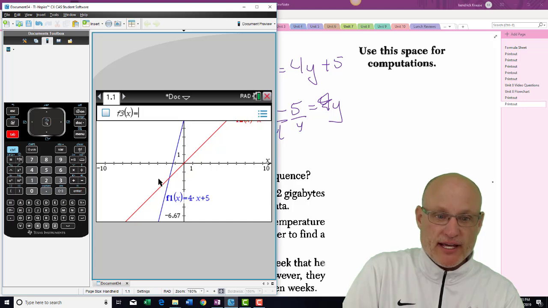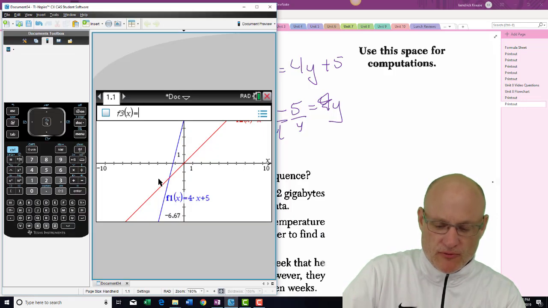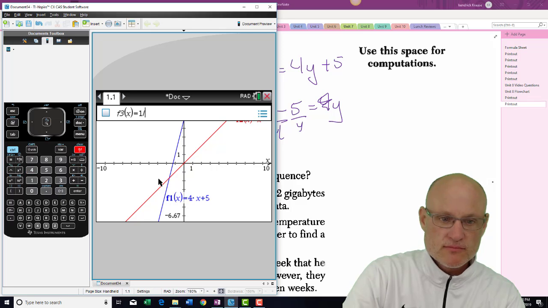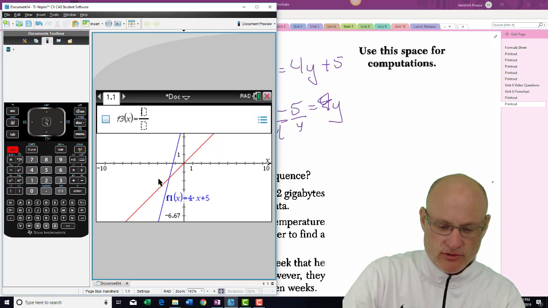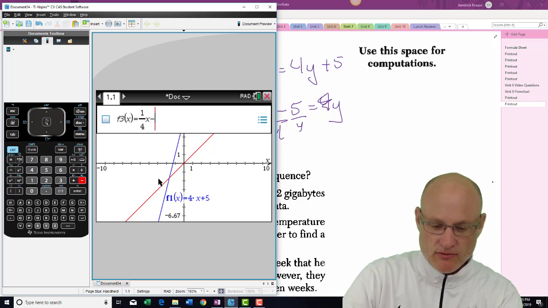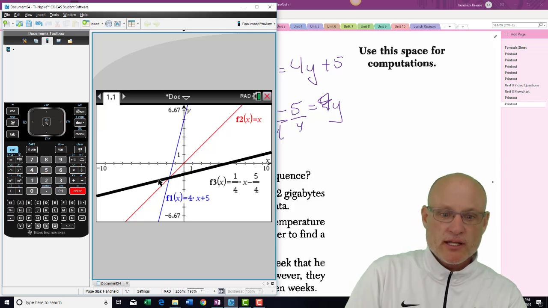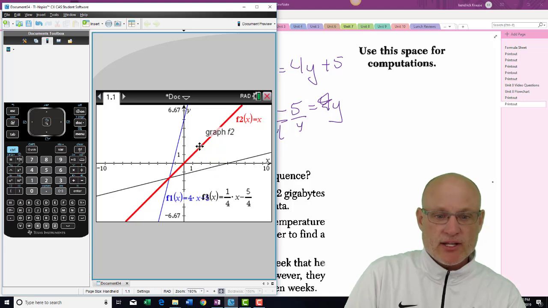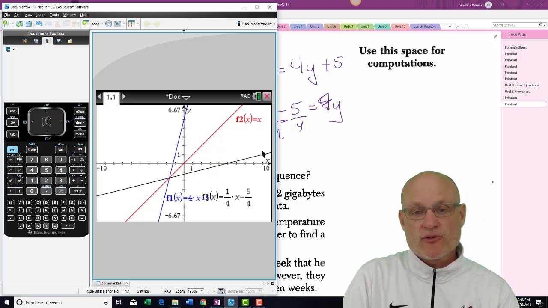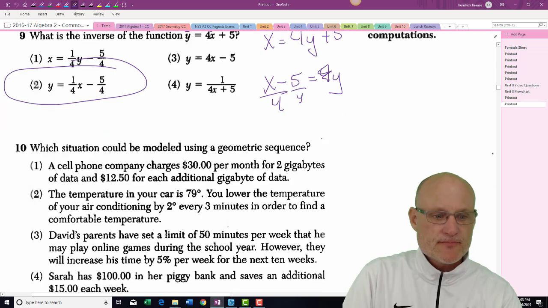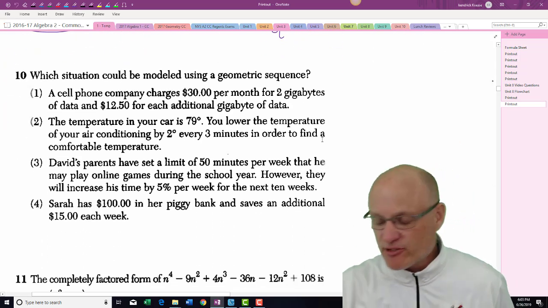So press tab, 1/4, control division, 1 over 4, x minus 5 divided by 4. And there we go. Now, does the blue line and the black line look like reflections over the red line? Absolutely. All right, which cell can be modeled by a geometric?